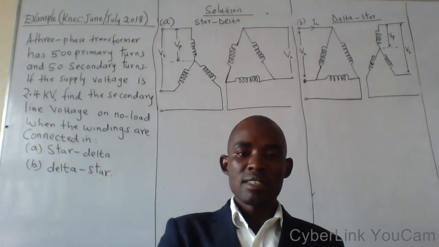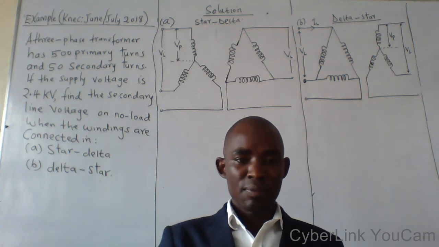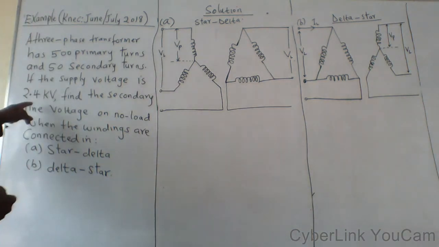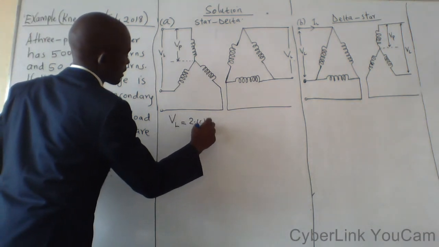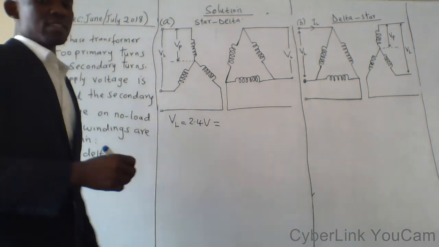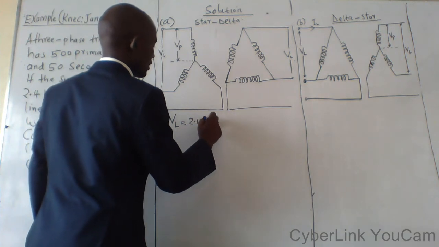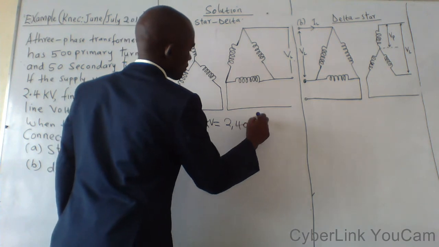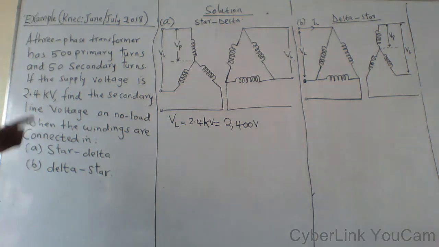So you look at the first part of that question, which says star-delta. Basically what we shall do is, we have been given the line voltage, which is equal to 2.4 kV. Remember this is the same as 2400 volts, 2400 volts as the primary.